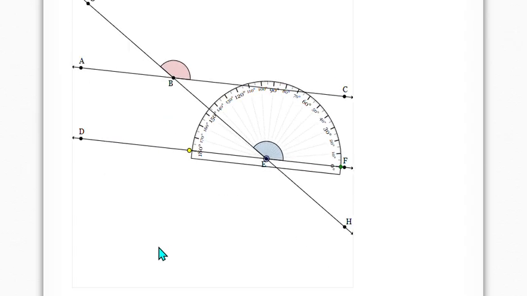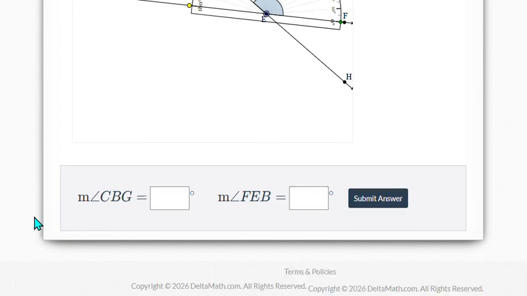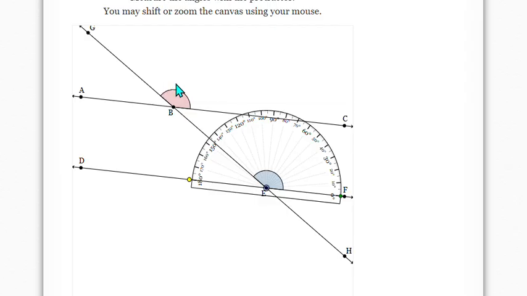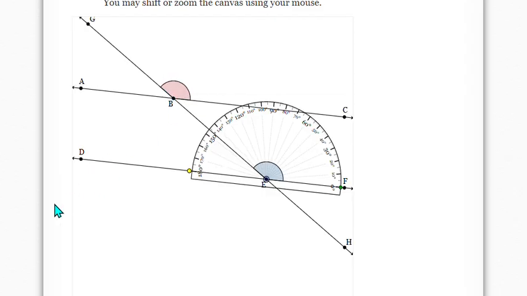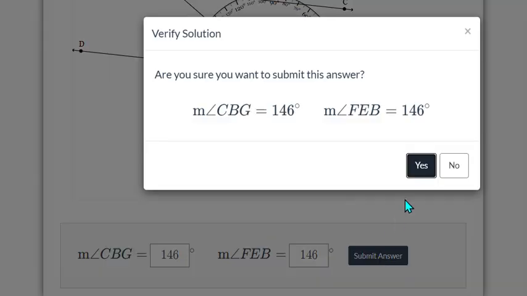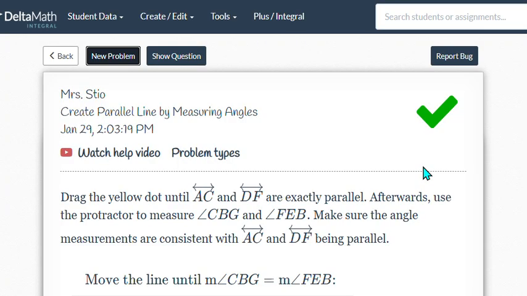So now, let's see, what does the problem require? CBG, that's this one up here, 146. And FEB is going to be 146 as well. And let's see what happens. Let's give it a go.